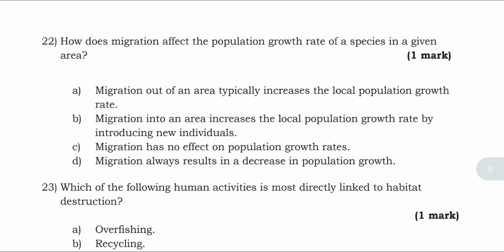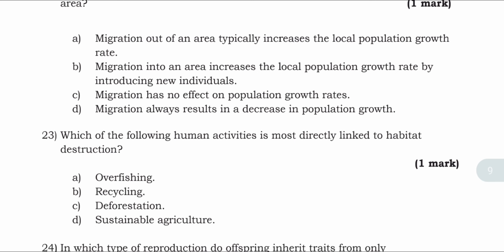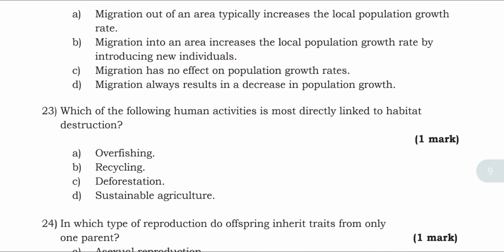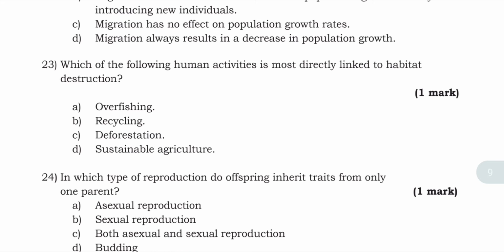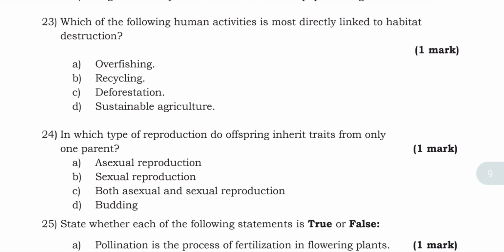How does migration affect the population growth of species in a given area? Migration out of an area typically increases the local population growth rate. Migration into an area increases the local population growth rate by producing new individuals. Migration has no effect on population growth rate. Migration always results in a decrease in population growth. Okay, choose the best right answer. Which of the following human activities most directly causes habitat destruction: overfishing, recycling, deforestation, sustainable agriculture? Here, that is overfishing. This is the correct answer.